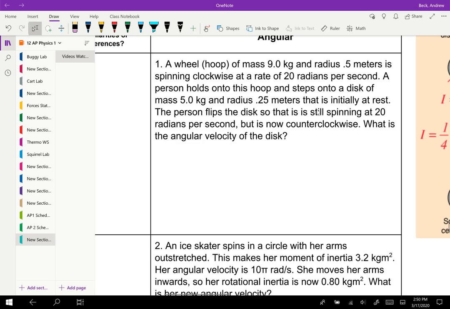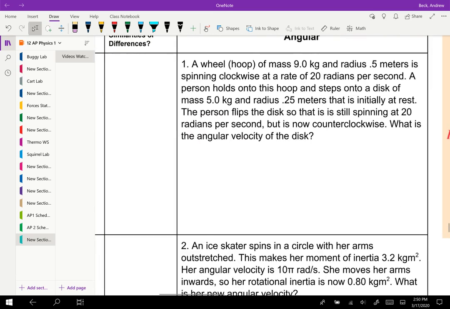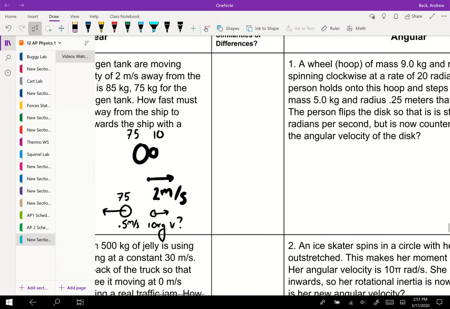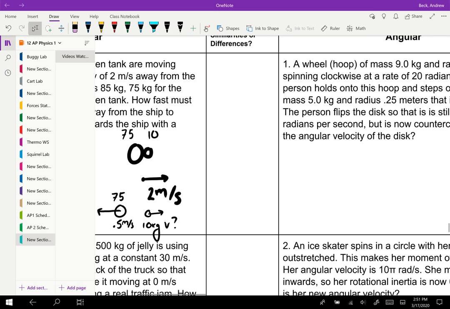All right, so this is kind of part two to what we were looking at. Before, we had the astronaut and the tank moving, and then he throws it, and then they move off in equal directions. So we start off with some momentum, and then we have an explosion.